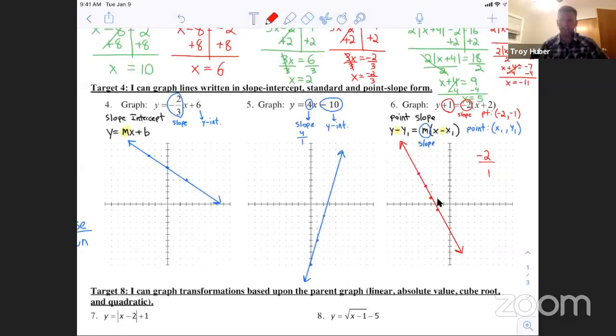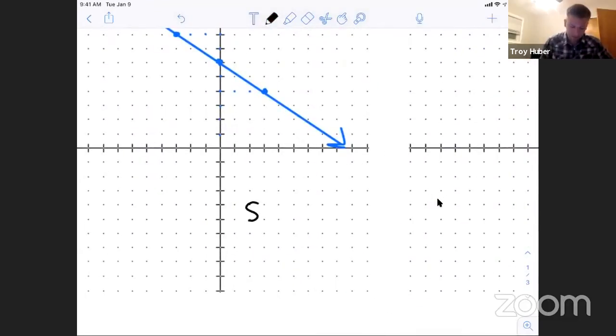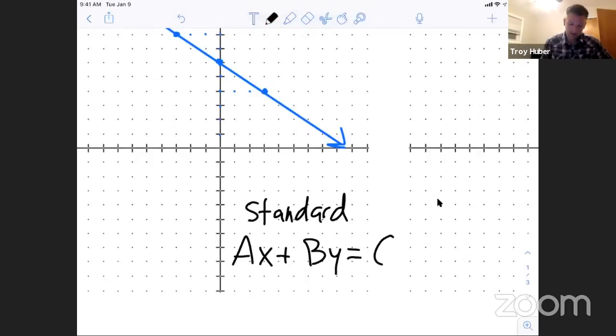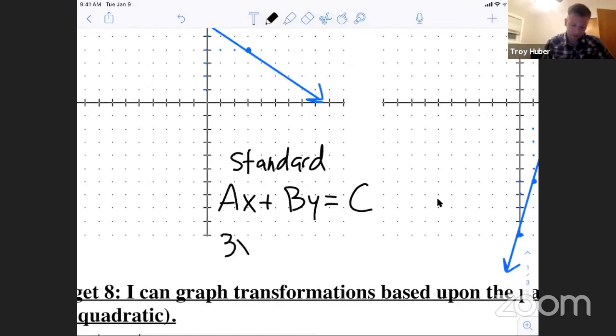All right, so that is a quick review of 2 of our types of graphs for lines. All right, the third way you'll see, and I don't really like this way, is called the standard form. So the standard form of a line is ax plus by is equal to c. All right, so it might look something like maybe 3x plus 2y is equal to 12.